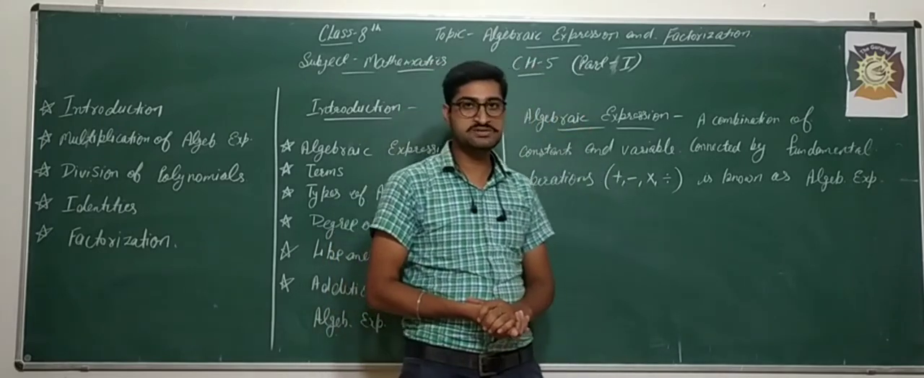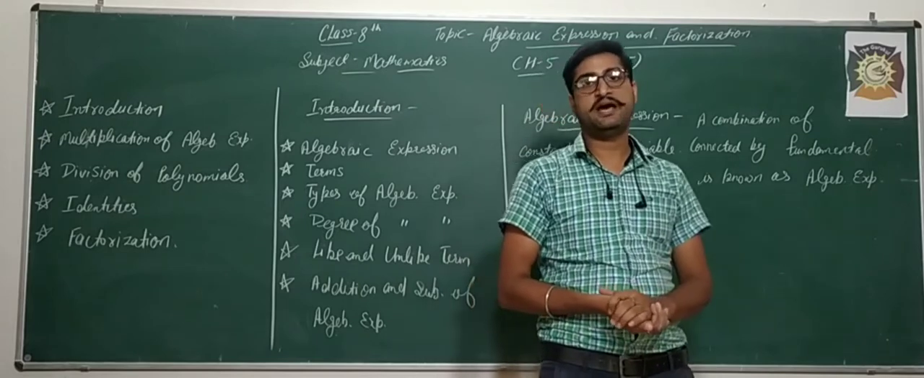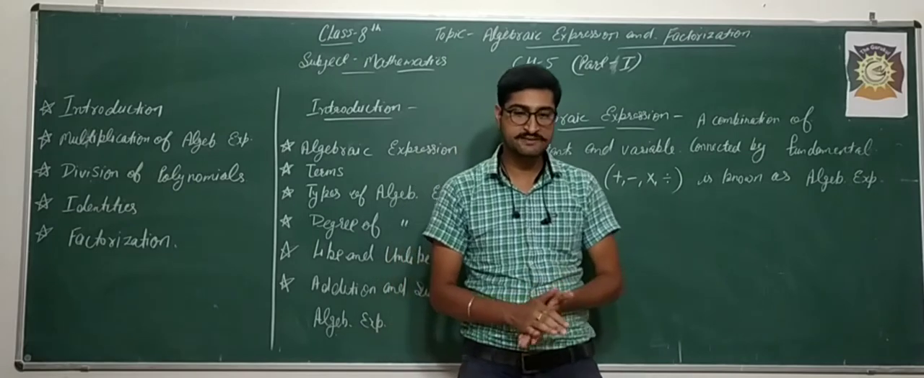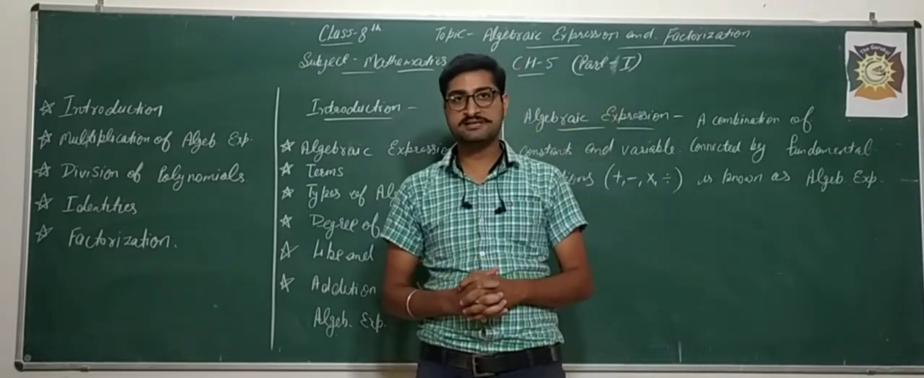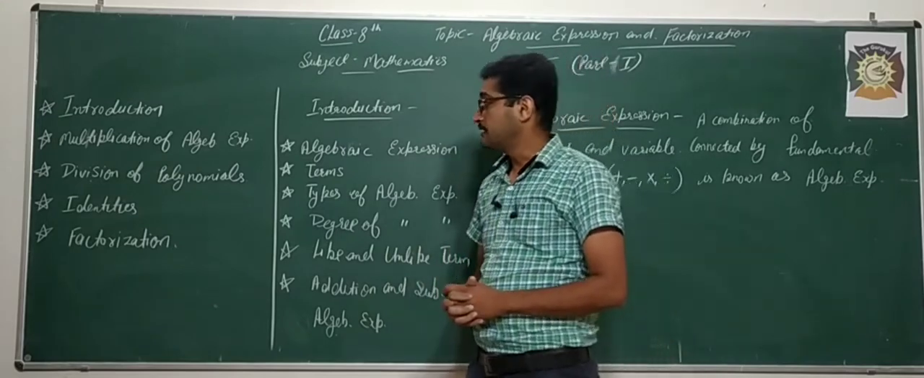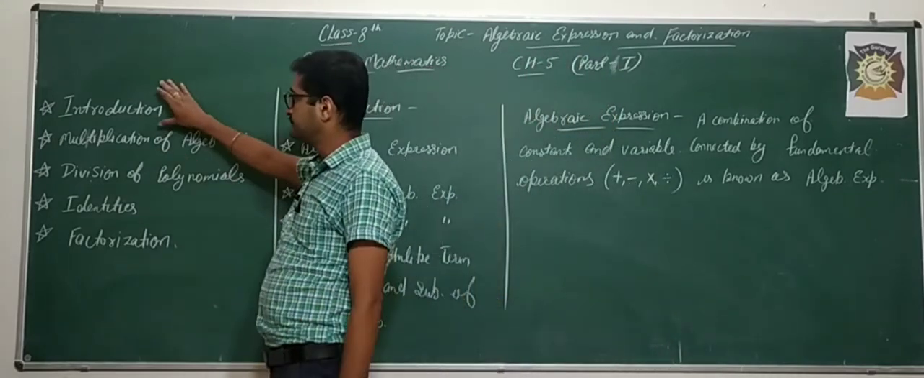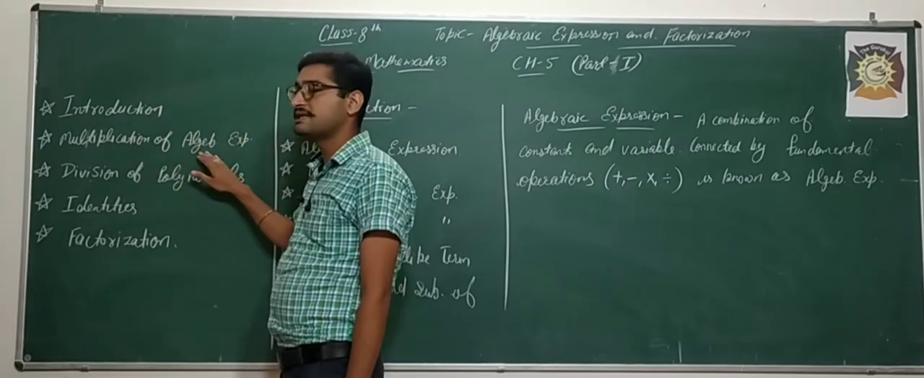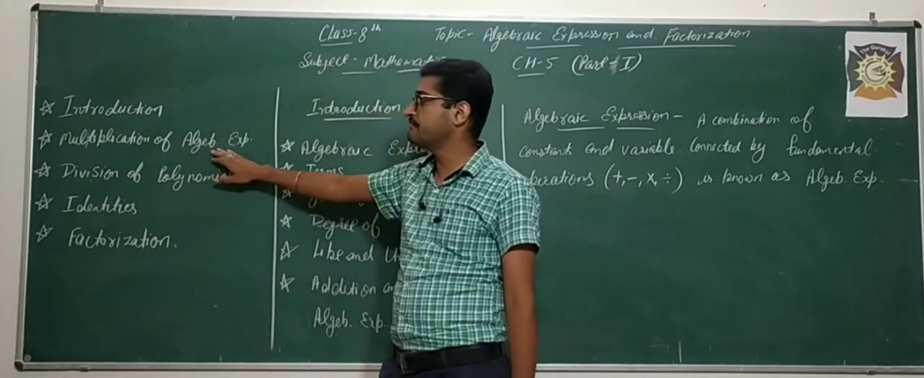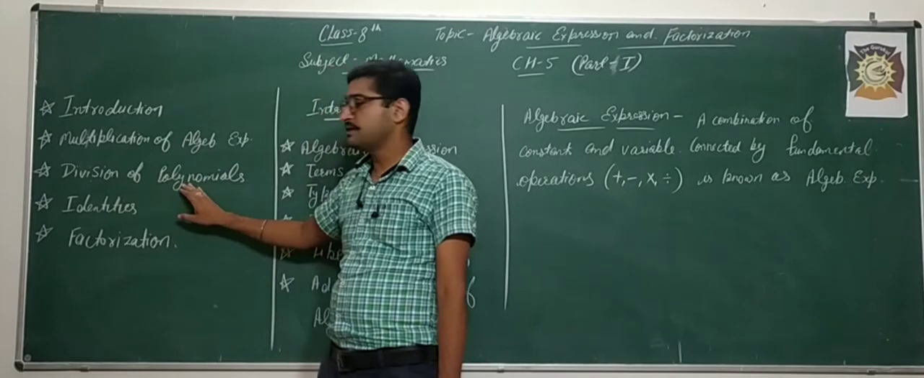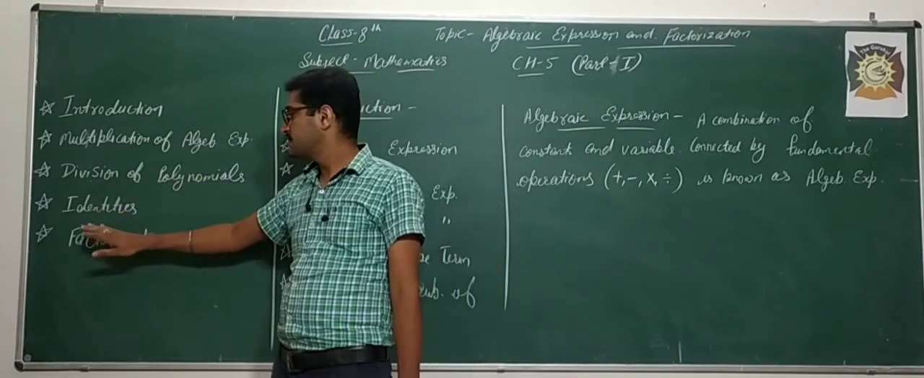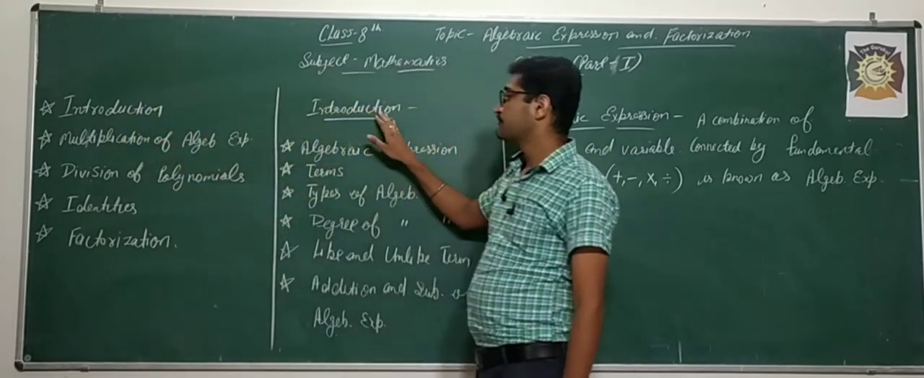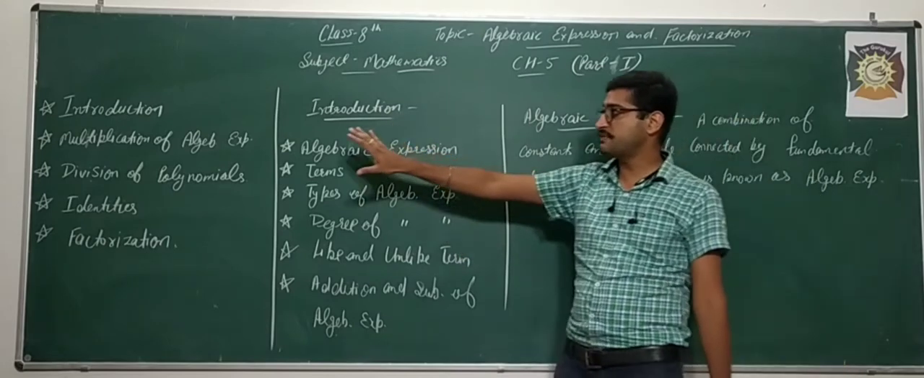Today we are going to start the chapter Algebraic Expression and Factorization, that is chapter number 5 of class 8 Mathematics. Now in this chapter the main topics that we are going to discuss is written here. The first one is the introduction of the chapter. After that, multiplication of the algebraic expressions, that how we multiply, division of the polynomials, after that identities, and the last will be factorization.